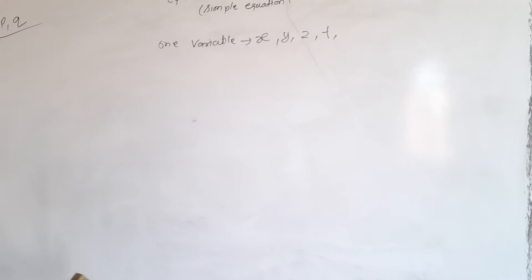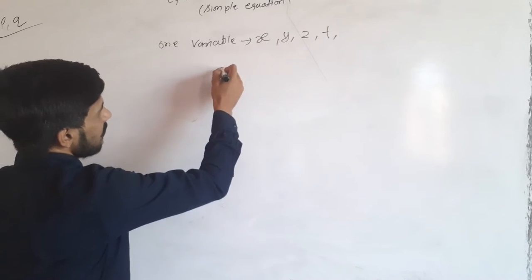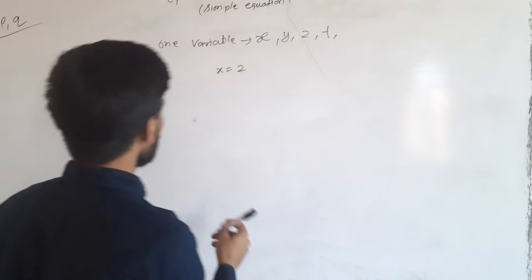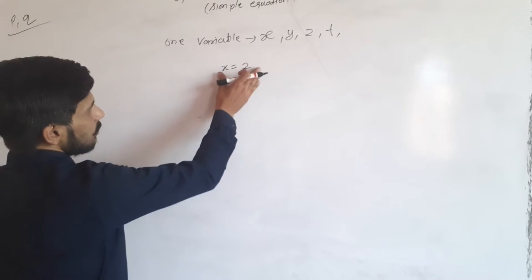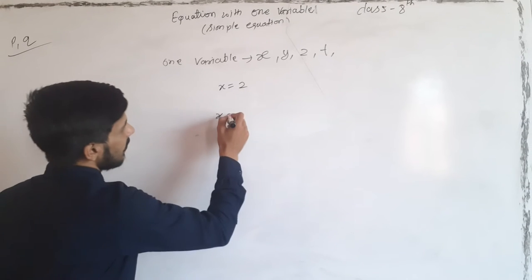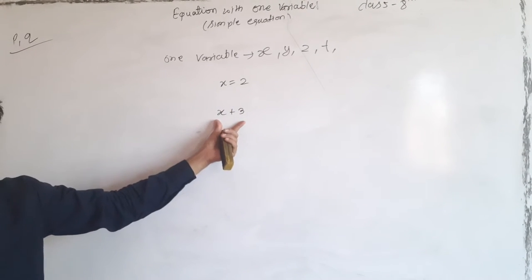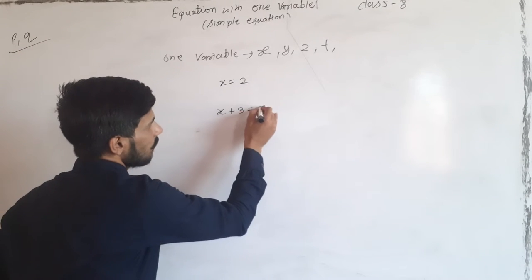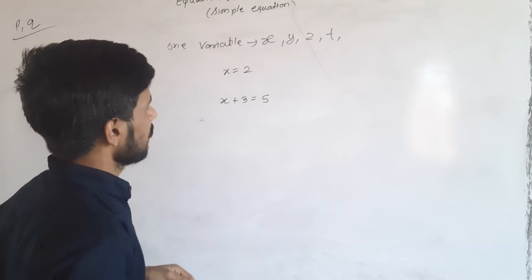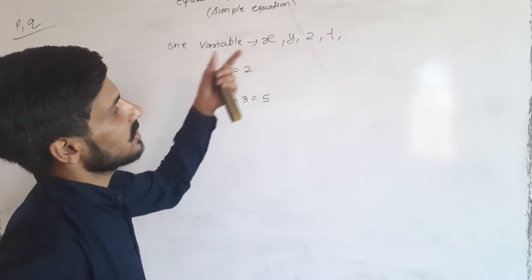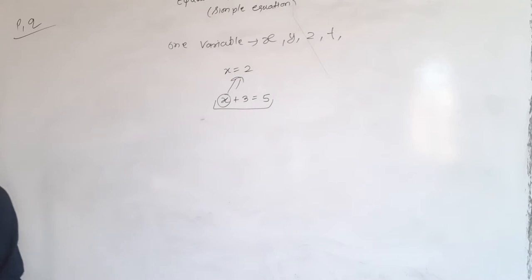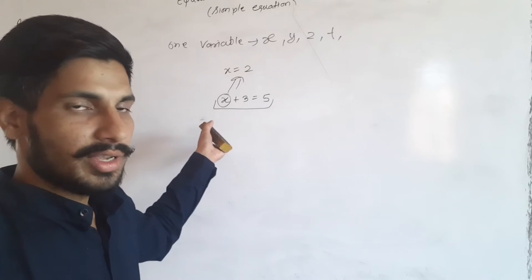Okay? So if we assume that the value of X is equal to 2, then we have to make an equation that includes X. So assume X equals 2, and we add 3, then what we get? 2 and 3 is equal to 5. So we construct the equation as we studied in 7th class. We construct equations by the value of x. So here the value of x is equal to 2. We easily understand. But in case we don't know x, we have to find that.